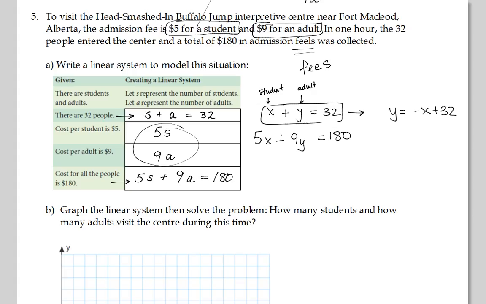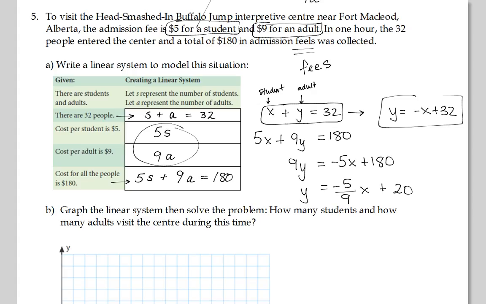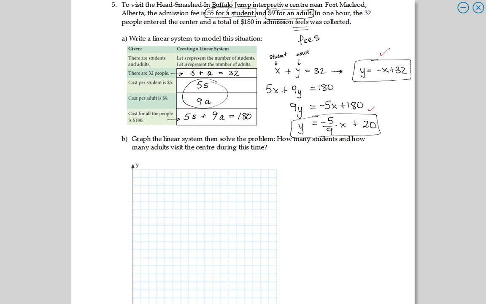Now the second one is a little bit harder. So the first step is to move the 5x. Now what do we got to divide by? Divide by 9. So we got minus 5 on top of 9x. And then 180 divided by 9 is 20. So here's our two equations. Okay, so two equations. Let's go ahead and graph those guys.